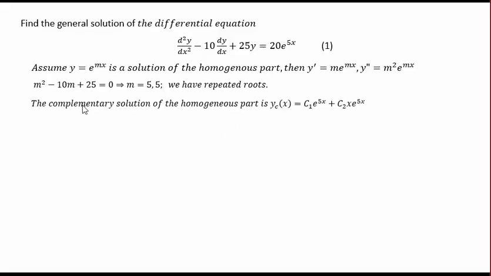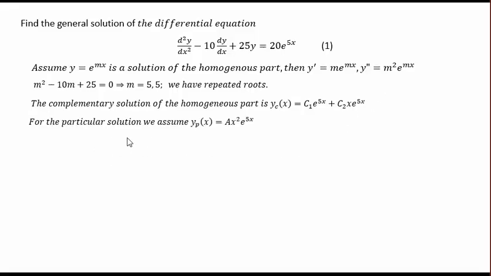Now, the complementary solution of the homogeneous part is given by c1 e to the 5x plus c2 x e to the 5x. The reason for adding this x to the second term is so that we can distinguish between the terms. c1 and c2 are arbitrary constants, and we don't want them to get diffused into our terms. So we add this x as a kind of barrier to separate it.